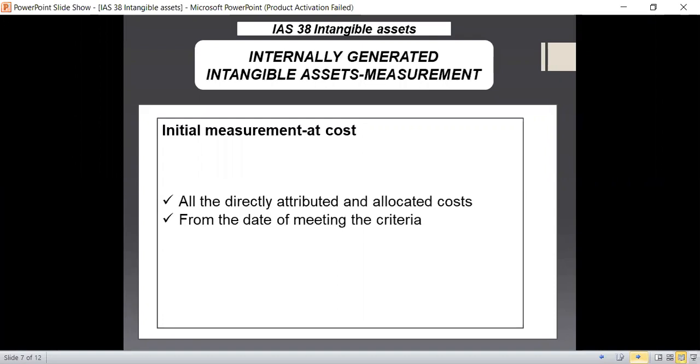You need to capitalize your own internal cost, and you can capitalize only the cost either directly attributable or allocated to the asset on a reasonable and consistent basis. You can capitalize them from the date when the intangible assets start meeting the recognition criteria for the first time. And you cannot capitalize these expenses retrospectively.